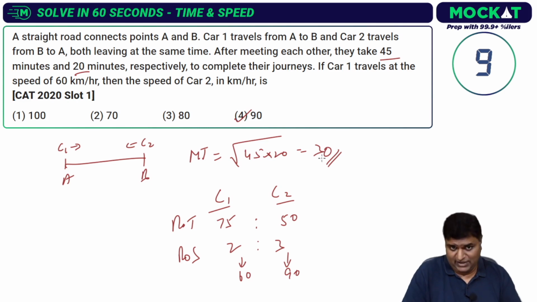Once we found the time taken to meet, car 1 took 30 minutes to meet car B, then they took 45 minutes more to reach the destination. So total time taken is meeting time of 30 plus the extra time, 30 plus 45, that gave rise to the 75. And car B took 20 minutes after meeting, so 20 plus 30 comes to 50. 75 is to 50, that's going to be 3 is to 2. And the ratio of speed, therefore, is going to be the reciprocal, which is 2 is to 3. And when you know 2 parts is 60, then 3 parts become 90.